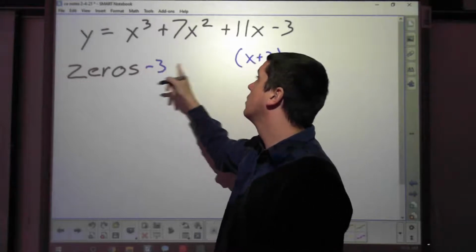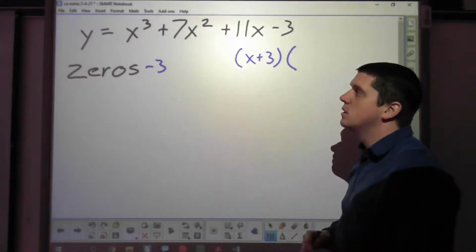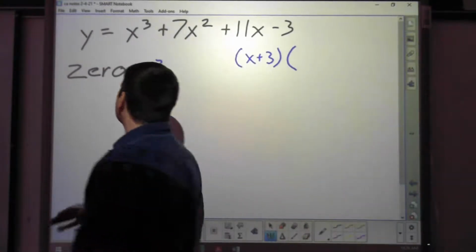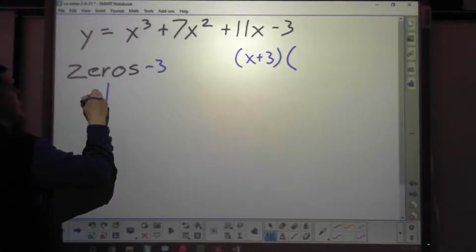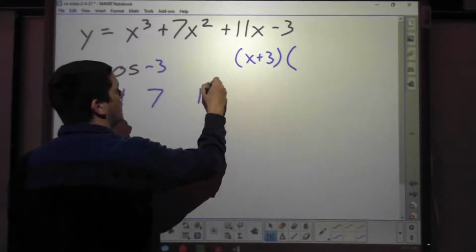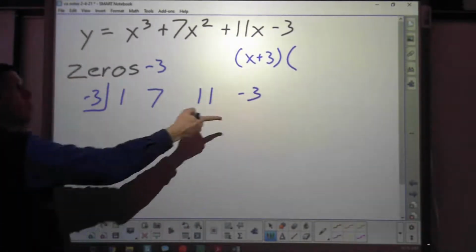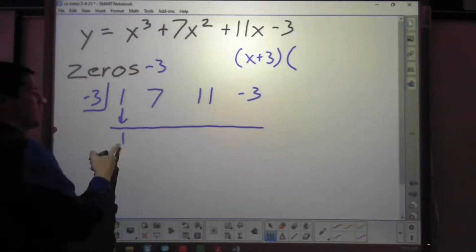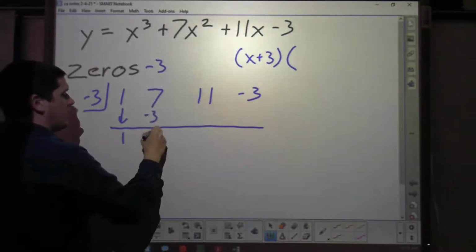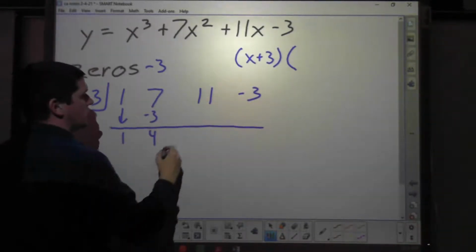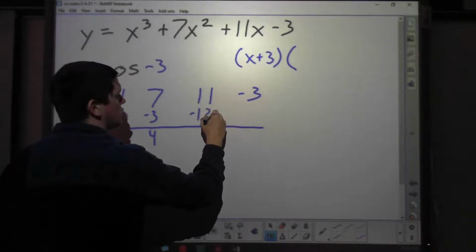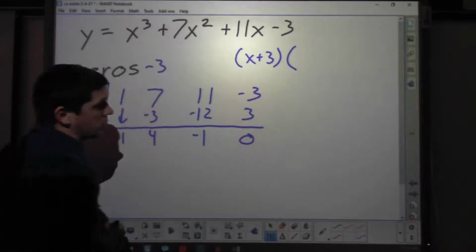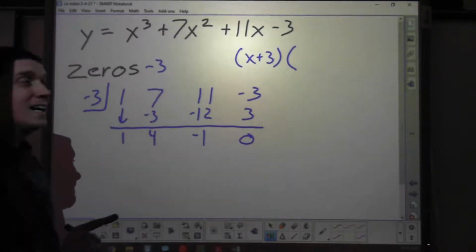Remember, my factor is kind of the opposite of my 0, if you will. So for my key number here, that means -3, 1, 7, 11, -3. Remember, those numbers just come from the coefficients. Bring down the 1, -3 times 1, -3, add that down and get 4. -3 times 4, -12, add that down, -1. -3 times -1 is 3, 0. Great! Because again, if it's not 0, I screwed up.